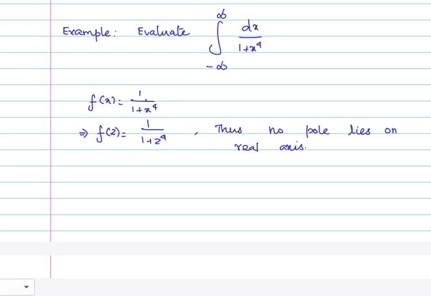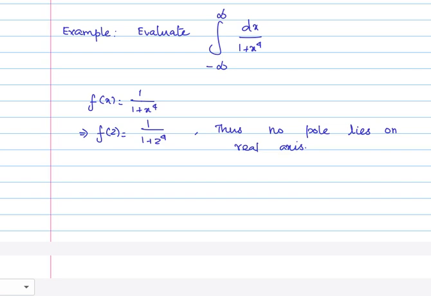The denominator power is also higher than, at least higher than 2, because the degree of the numerator g of x is 0 and the degree of the denominator is 4. The difference is at least 2, so we can proceed. The degree is more than 4, so we can apply it.